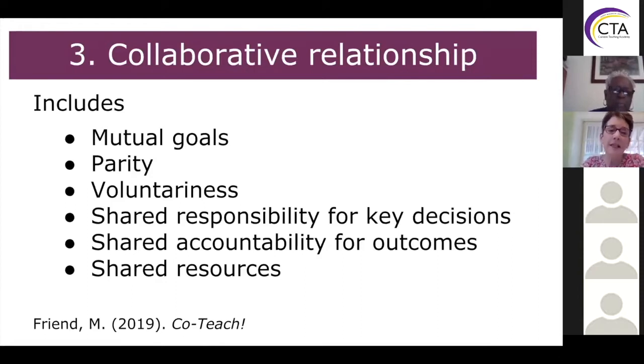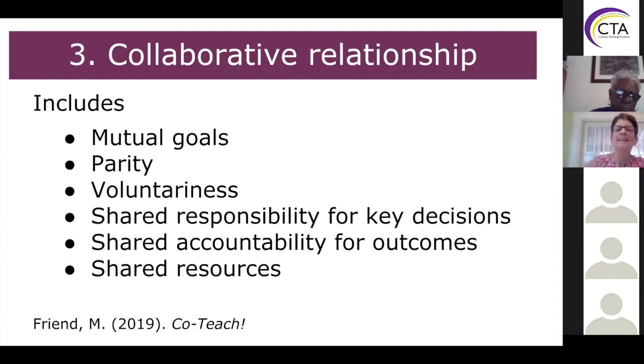What I've listed here on the slide are just some different things that we need to consider in that collaborative relationship. We need to have mutual goals for our students. We need to have parity, which means how do we communicate to everyone that we are equal in our classroom, that we are equal in our expertise, and that we share responsibility. And that our students see, as we're sharing those responsibilities, that we are equals. Both names are on the door or on the board or on the roster, and they see once again that we have that parity.